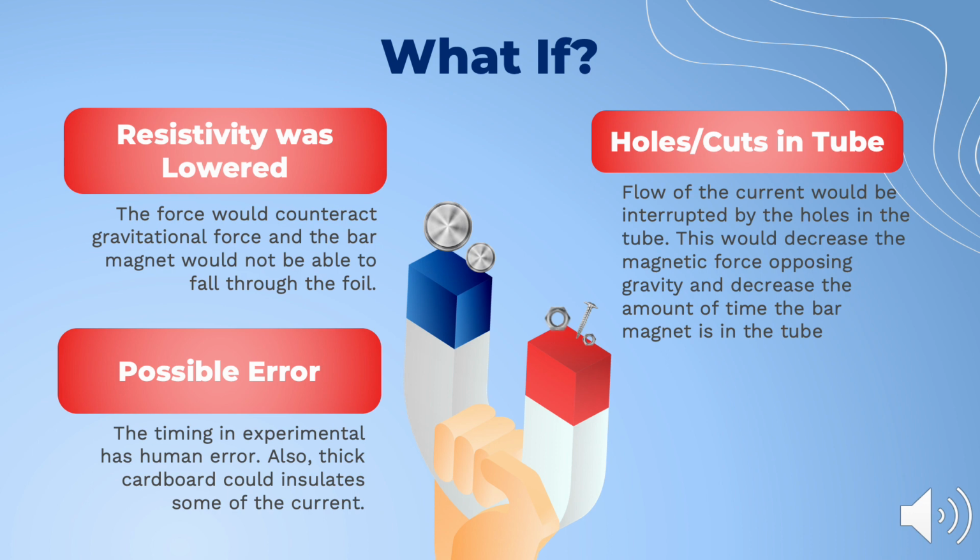Some possible sources of error for this experiment were the timing in experimental models has some human error, also that the thick cardboard could insulate some of the current, and that the magnetic dipole moment calculated from Lab 3 could have some error in it.